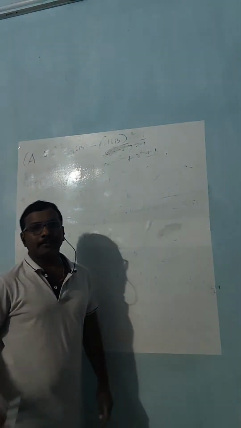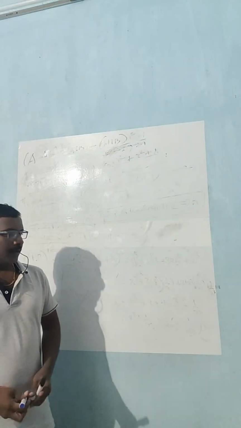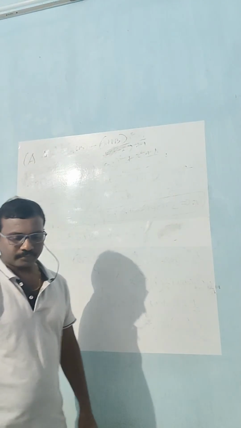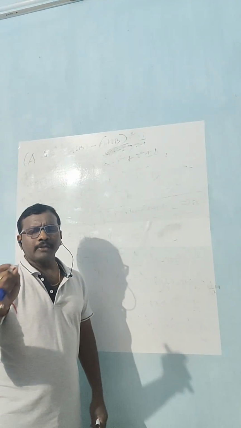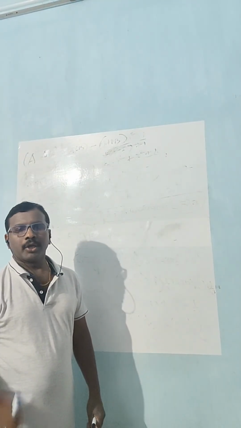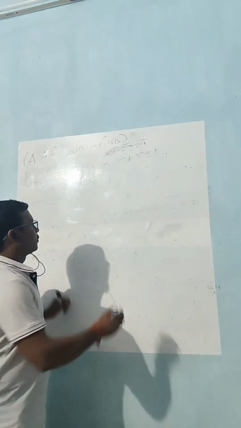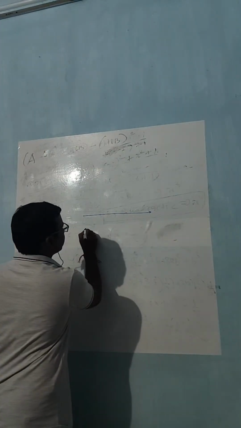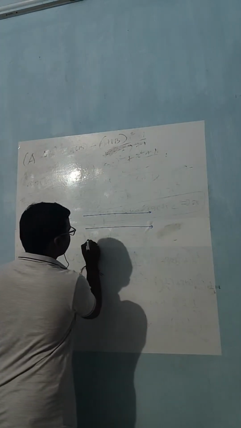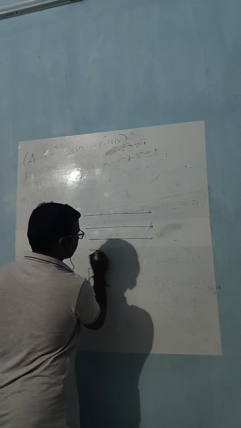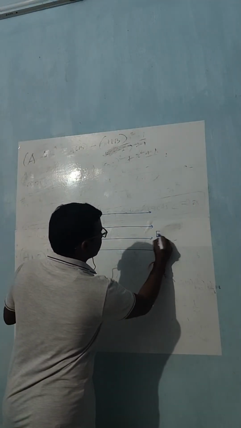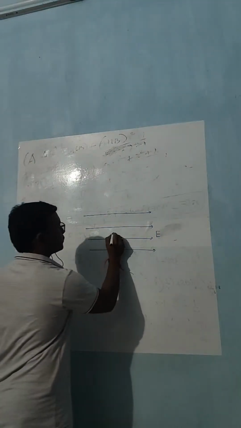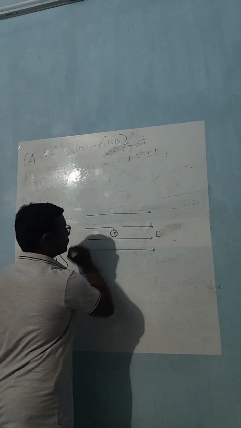Hi, good evening. This is Brahmaya. Now, the topic is: if a charge is placed in a uniform electric field. So let us see. This is a uniform electric field. If I place a charge here, this is a positive charge.